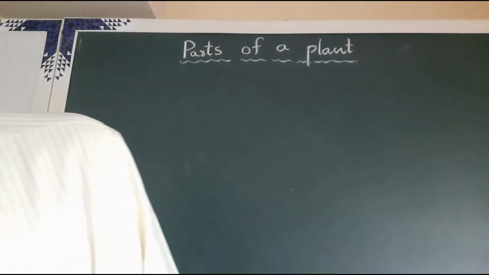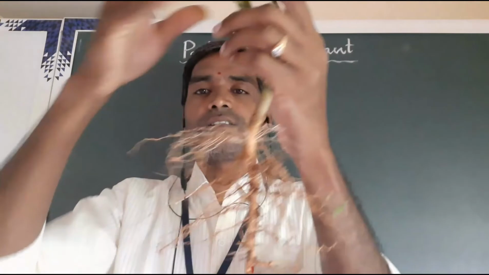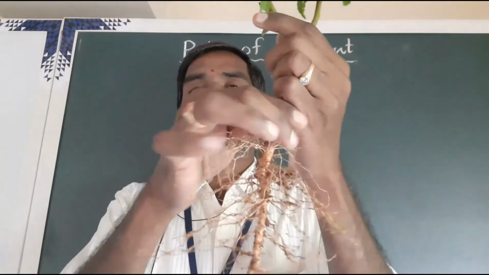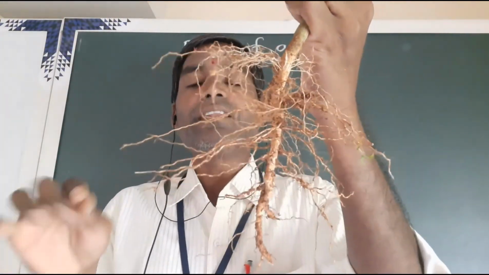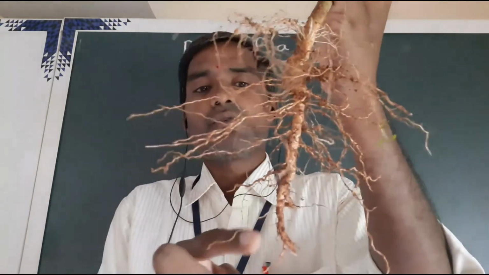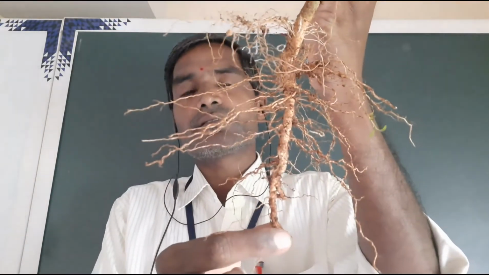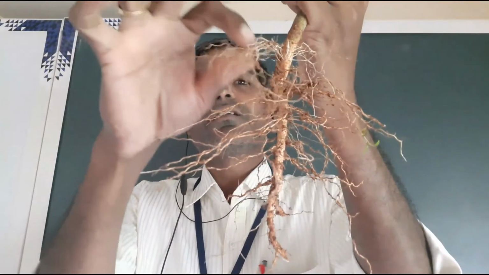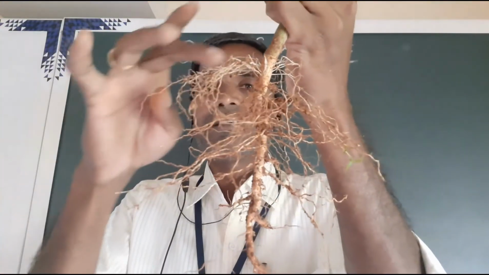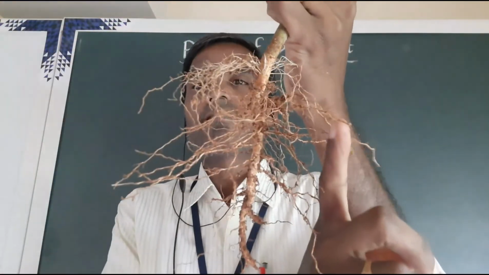Another one I am showing here, another plant I am taking, which has one root system. In this plant also, see, only one main root is there. The remaining small rootlets are called lateral roots.